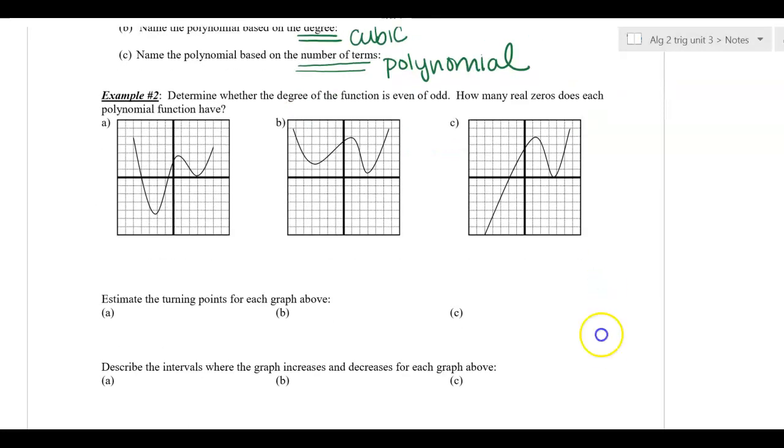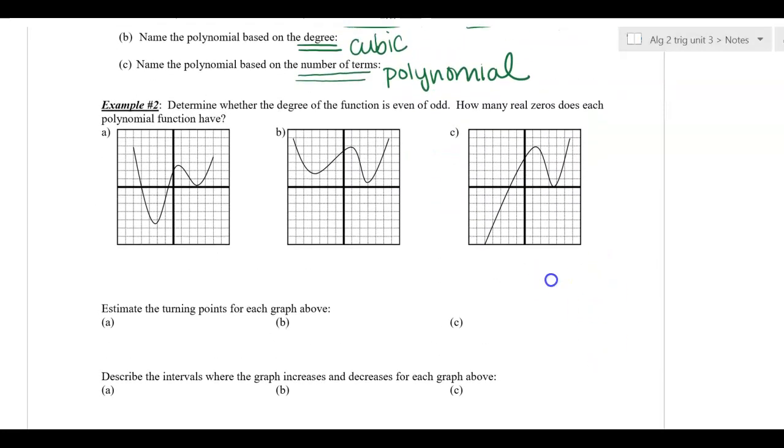So then we're just going to do a couple more, based on the shape of the function, and talk about end behavior. That's something we're going to have to add into your notes. So here we're looking at degree, if it's even or odd. Now really keep in mind we're talking about degree, because you'll talk about some other things later in pre-calc, and then how many real zeros it has.